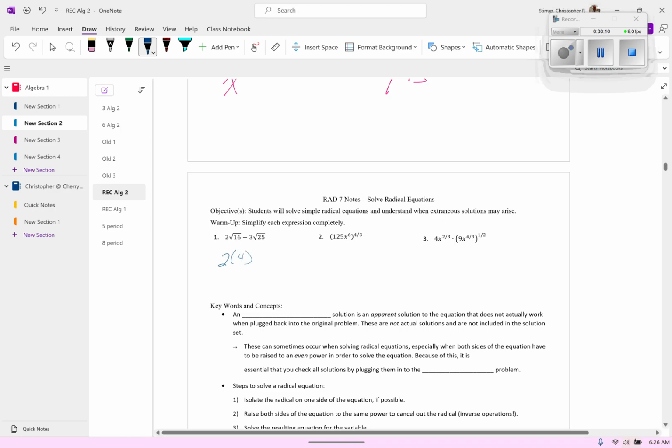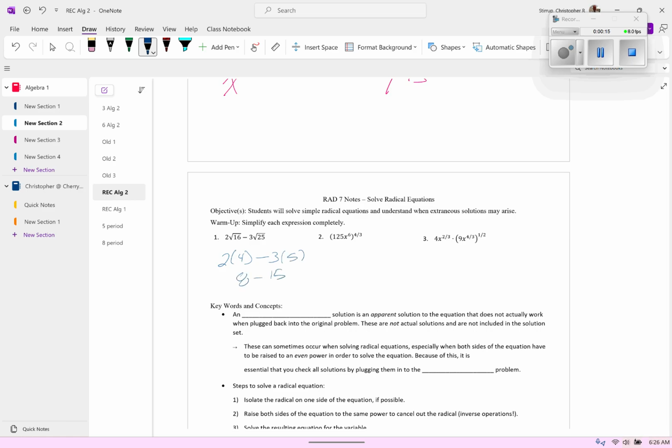That's going to be 2 times 4 minus 3 times 5, which is 8 minus 15, or negative 7. This one, you have to think, okay, this is the third root of 125 x to the 6th, and then it's to the 4th. So let's take the third root of this. Third root of 125 is 5, and then the third root of x to the 6th, 3 goes in 6 twice, but we still are raised to the 4th power. So then 5 to the 4th power is going to be 625 x to the 8th, multiply the exponents.